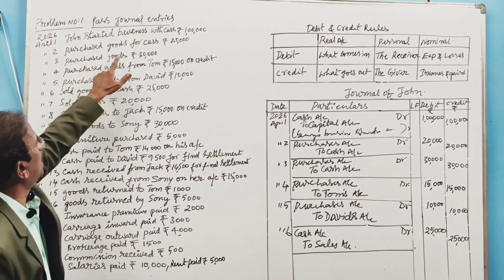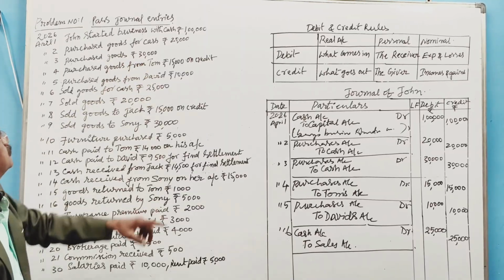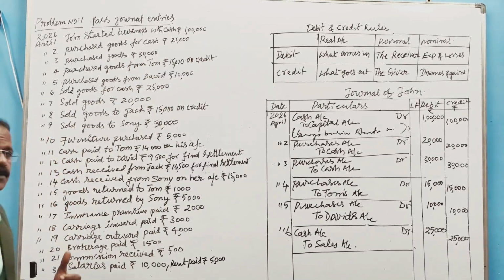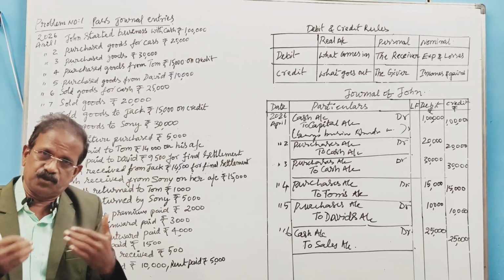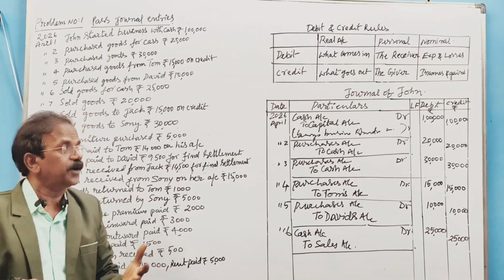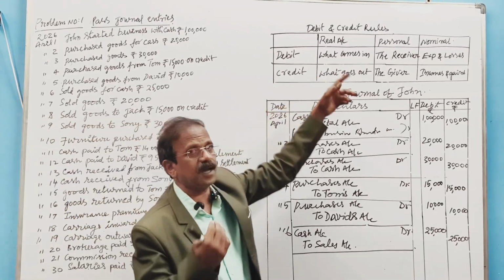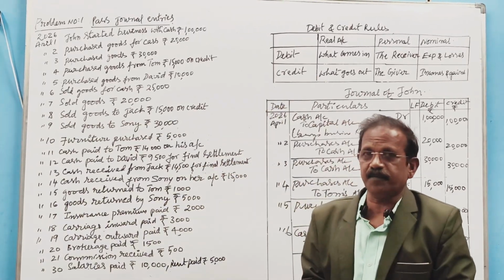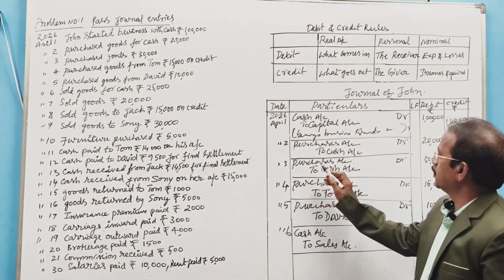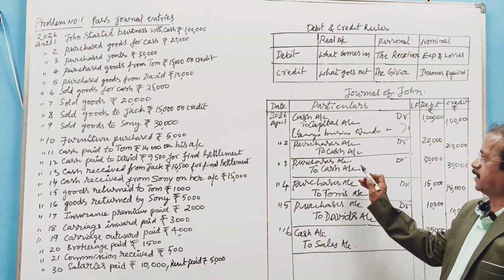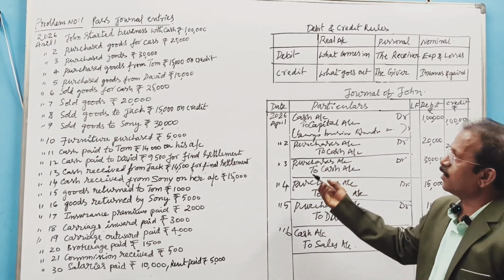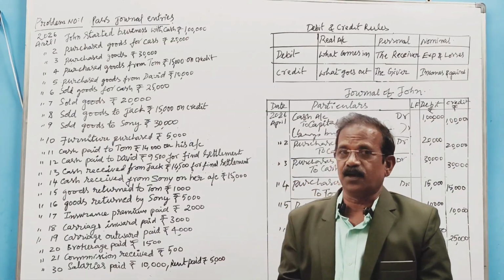Purchased goods for 30,000. Purchased goods means we are receiving goods. So, debit what comes in. What is coming into the business? Goods are coming. That's why again purchases account debit. What is going out? Cash is going out.